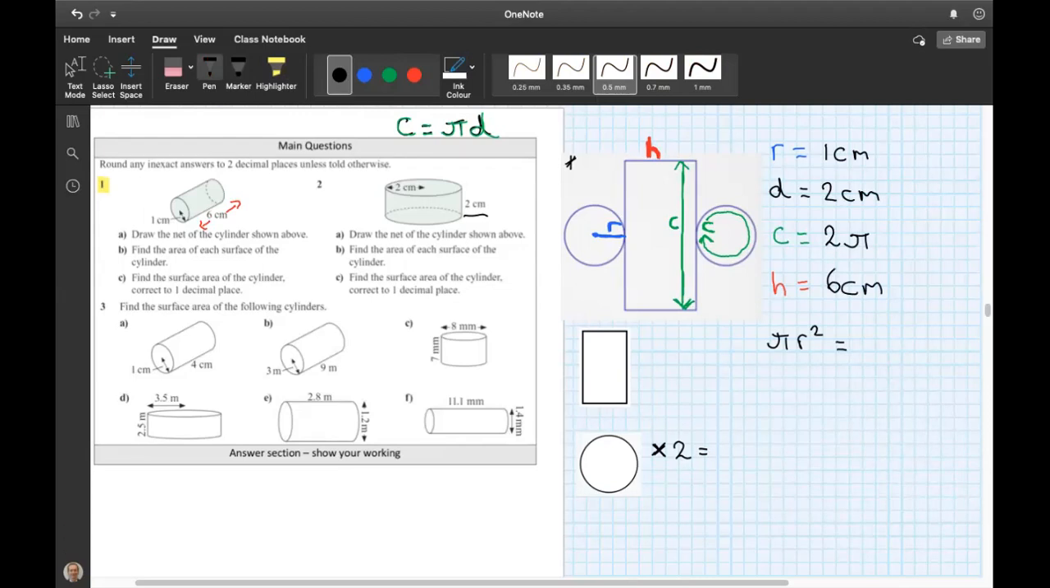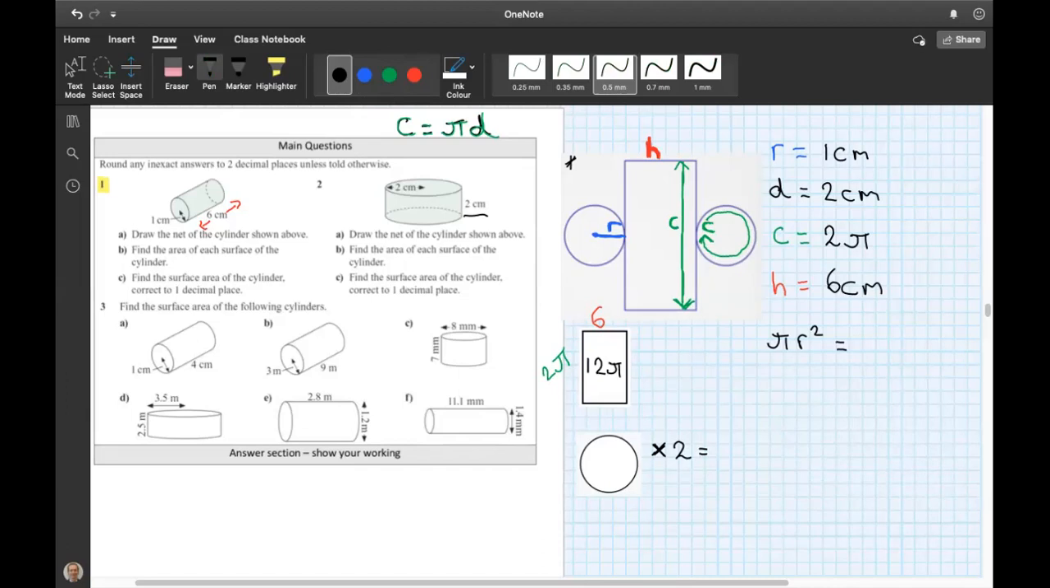Let's start with a rectangle. H was this bit going across the top. That was 6 centimetres. Our circumference, C, will be the other dimension of the rectangle. That's 2 pi. And then to find the area of a rectangle, we multiply the base times the height. 6 times 2, and that gives us 12 pi.